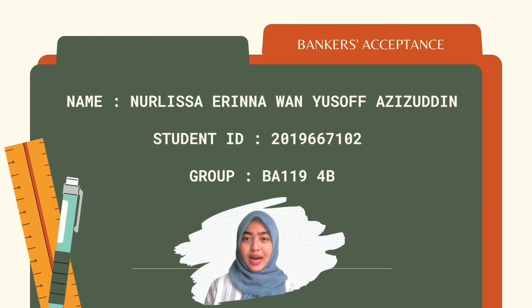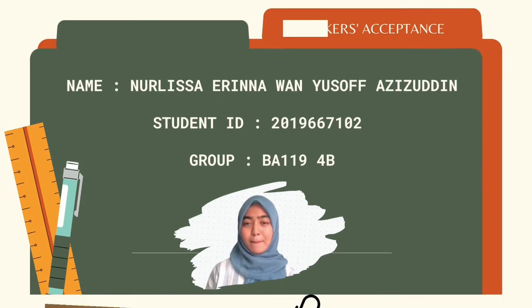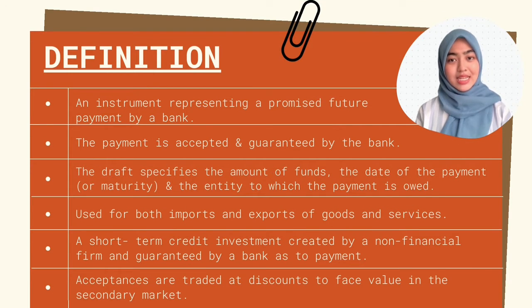In this video, I'm going to briefly explain about the banker's acceptance, or also known as BA. A banker's acceptance is an instrument representing a promised future payment by a bank. The payment is accepted and guaranteed by the bank as a time draft to be drawn on a deposit. The draft specifies the amount of funds, the date of the payment or maturity, and the entity to which the payment is owed. It is used for both imports and exports of goods and services.